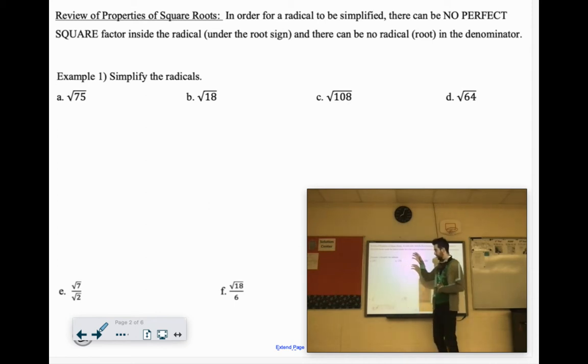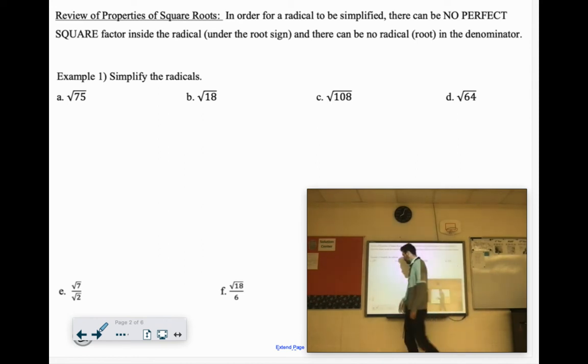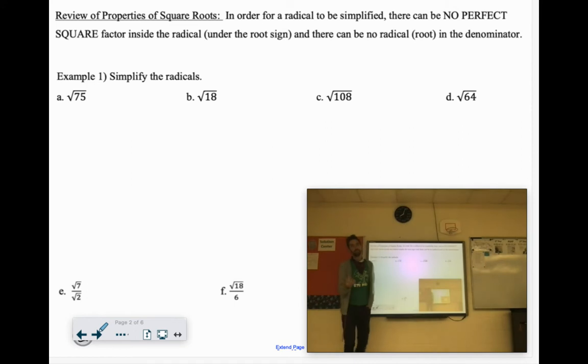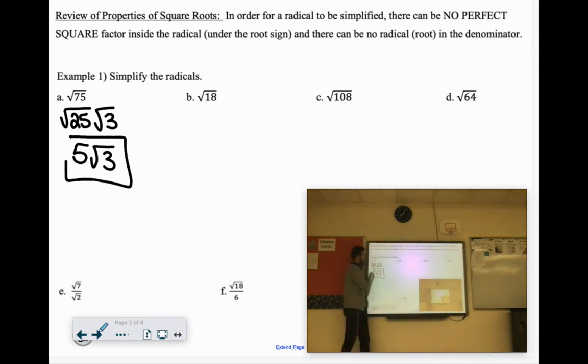So we need to figure out which one of those can make up what we see in the radical here. So 75 is 25 times 3, and 25 is a perfect square. So we're going to break it up into root 25 times root 3. The square root of 25 is 5. So it just becomes 5 root 3. We did this back in the day in Algebra 1. You all had so much fun with it.